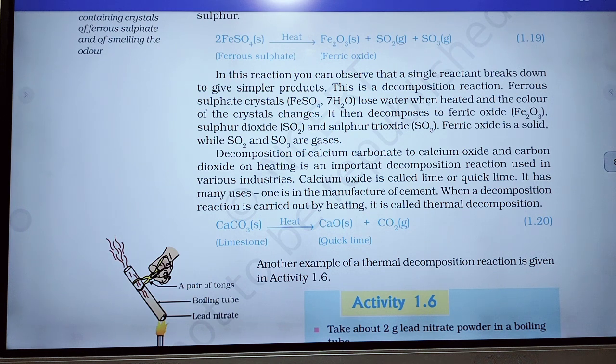Now, decomposition of calcium carbonate. This is the same thing. Calcium carbonate breaks into calcium oxide and carbon dioxide on heating.